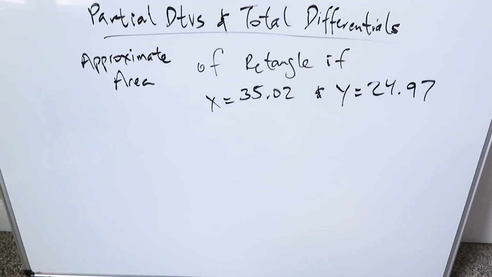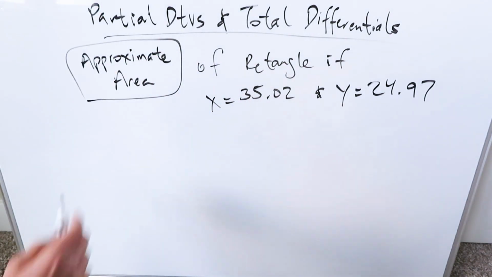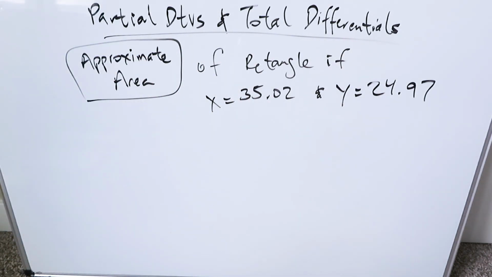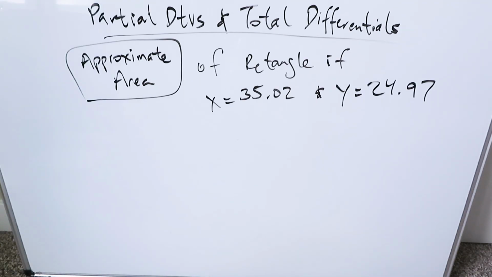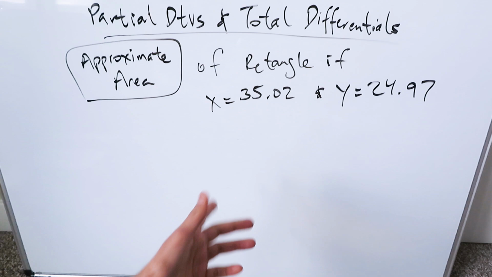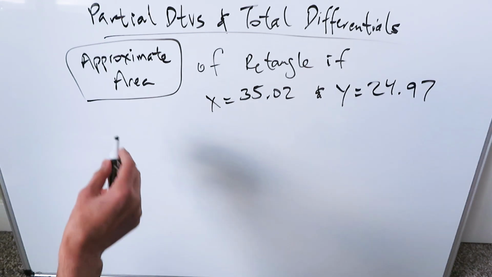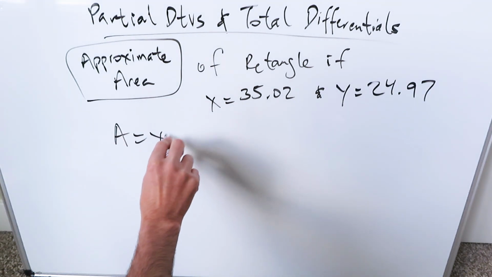You're looking here at an approximate area. You have to determine the approximate area of a rectangle, if you know x is equal to 35.02 units and y is equal to 24.97. This can be length and width; I'm just calling it x and y. You know for a rectangle, area is equal to x times y.